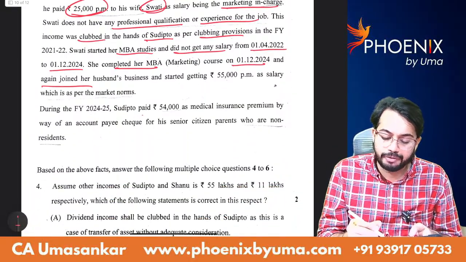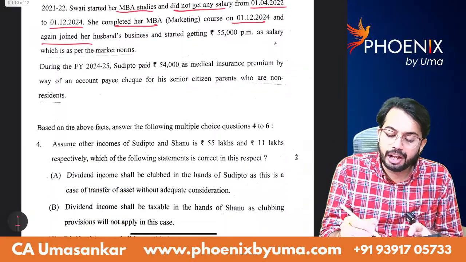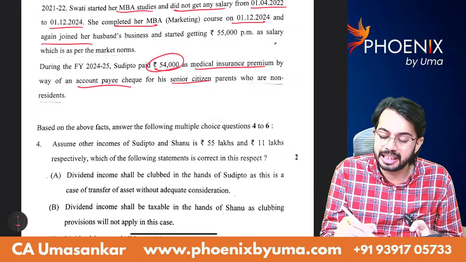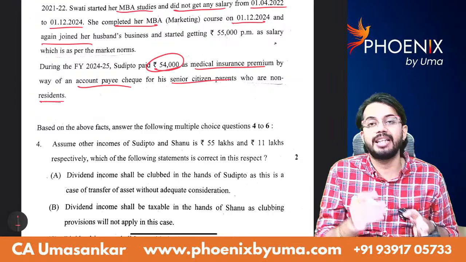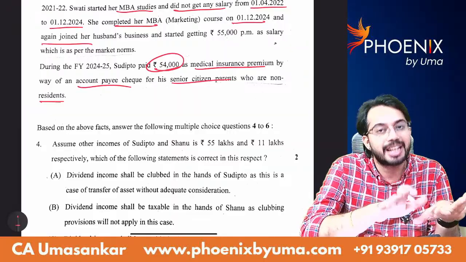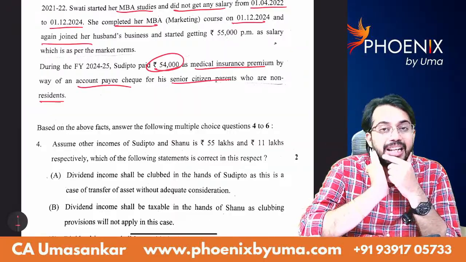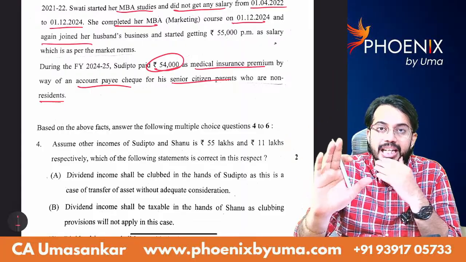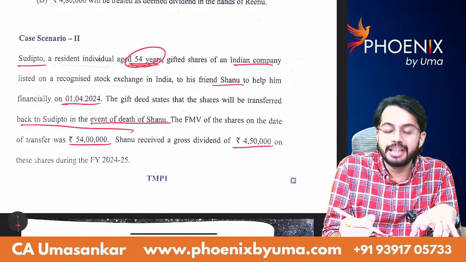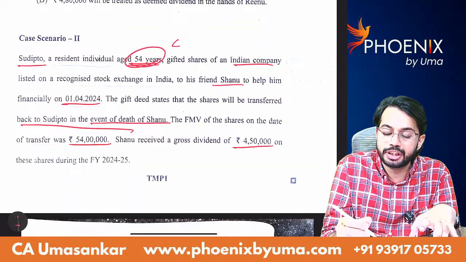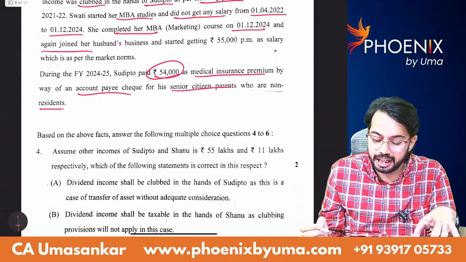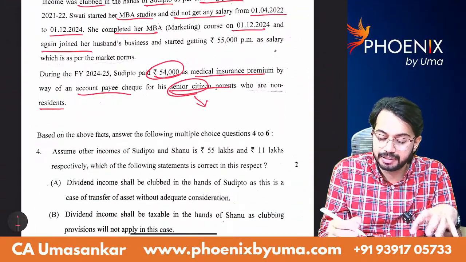During financial year 24-25, Sudipto paid 54,000 as medical insurance premium by way of account payee cheque for his senior citizen parents who are non-residents. See, the person who is paying the medical insurance premium, if he is resident, that is sufficient, he can claim it as deduction. Even though parents are non-residents, still deduction is available. But Sudipto is aged 54 years. That means he is aged less than 60 years. Even though he is aged less than 60 years, parents are senior citizens.